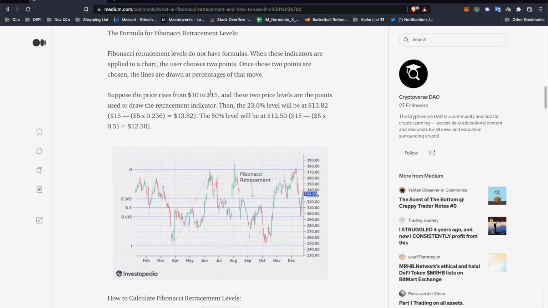Let's take this as an example. If a price rises from $10 to $15, and these two price levels are the points used to draw the retracement indicator, the 23.6% level will be at $13.82. So $15 minus $5 times the percentage is equal to $13.82. That's the formula right there. For the 50%, the same thing corresponds. You take the initial price and plug it into the percentage. It's just represented this way because math, right? Because it's like 100 times 100. That's why it appears this way. And then you get the price down here.